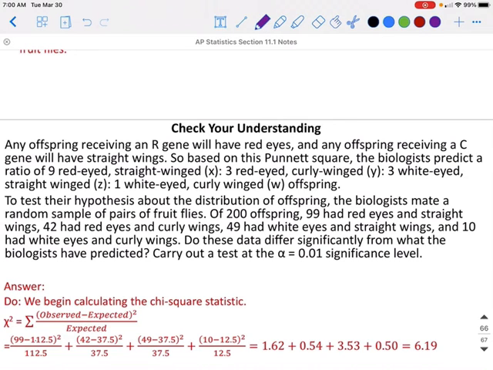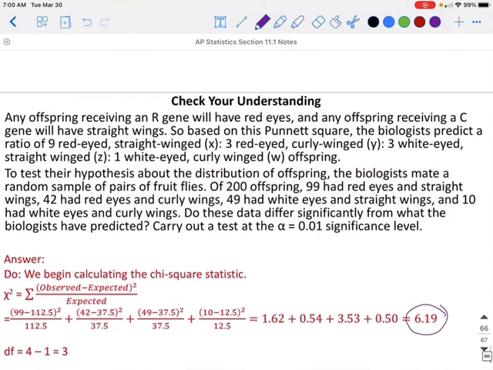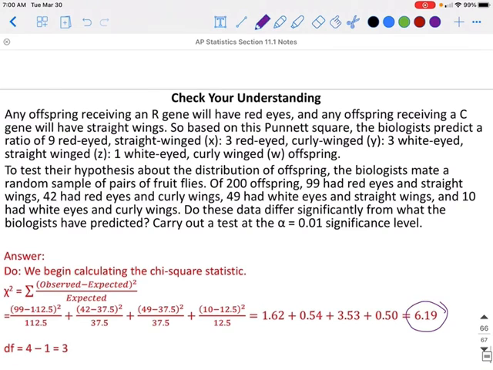next category was red eyes and curly wings, so 42 of those is what we observed. We expected 37.5 of them. We're going to square that value, divided by 37.5, and we're going to keep doing this for all the categories, and we're going to end up with a chi-square value of 6.19. Next, we need to find the degrees of freedom. And remember, the degrees of freedom is the number of categories minus 1. So since there's 4 different categories, 4 minus 1 tells us our degrees of freedom will be 3.